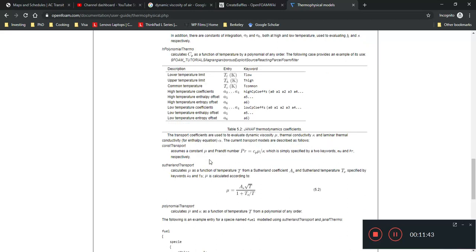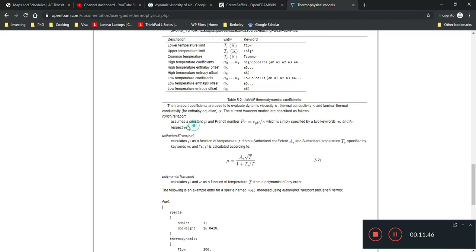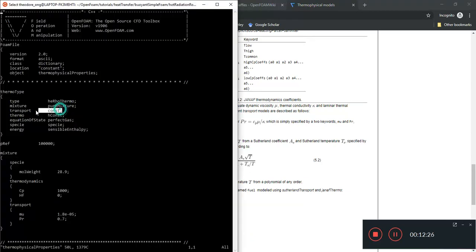So let's take a look at transport models. What are transport models? Constant transport assumes a constant mu, which is the dynamic viscosity, and a Prandtl number, which is simply defined by two keywords, mu and Prandtl number. So this is the mass transport, I think, because it talks about viscosity and convection. That will affect convection a lot and the heat transfer, of course. So it assumes a constant dynamic viscosity and Prandtl number. This is what the transport model is talking about.